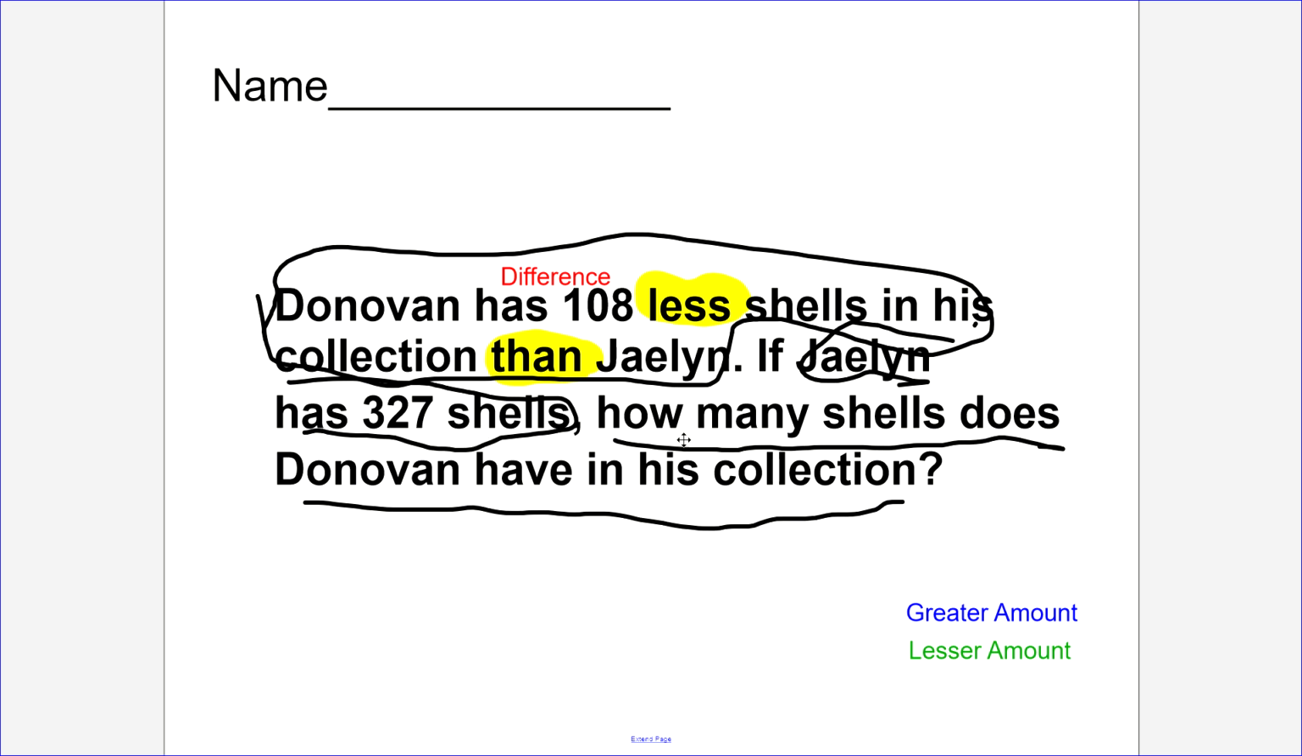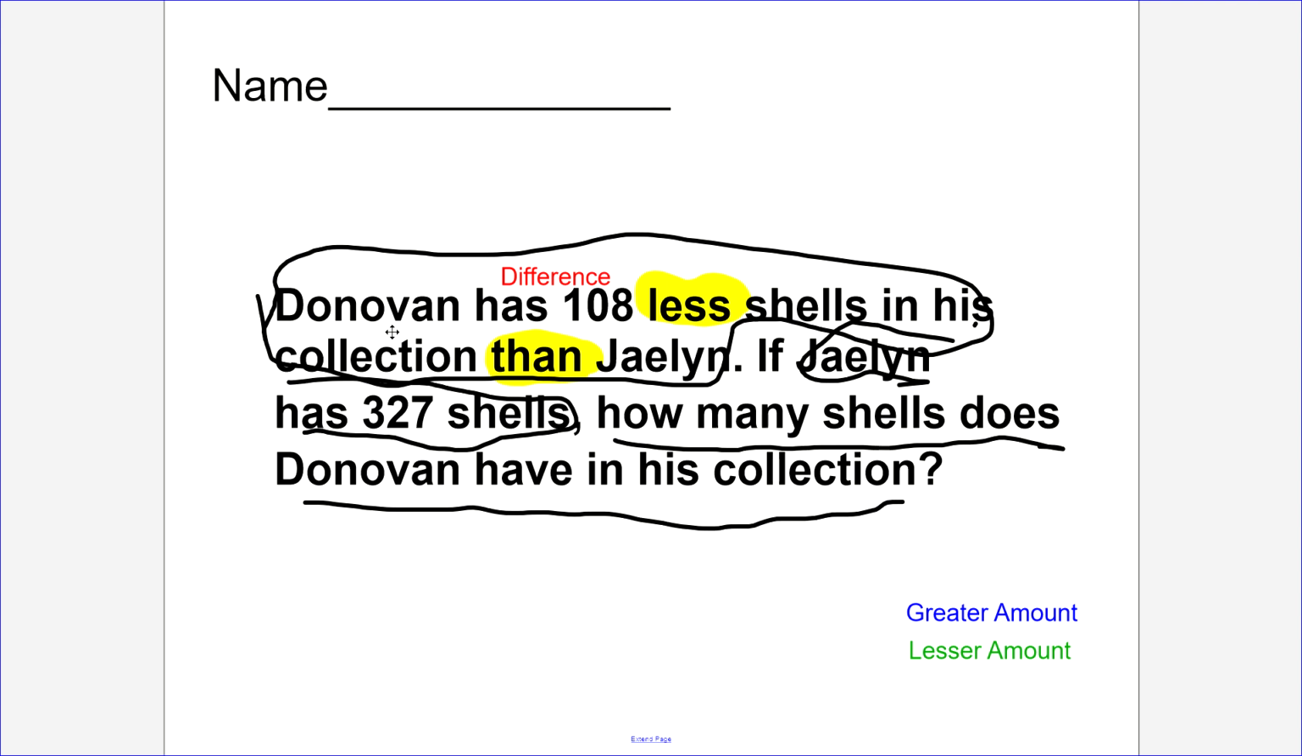I don't know how many shells Donovan has. The question is asking me about that. How many shells does Donovan have in his collection? I know that the unknown information will be the shells Donovan has. I'm just not sure yet if Donovan's shells are the greater amount or the lesser amount. We're going to look back at the difference to figure this out.